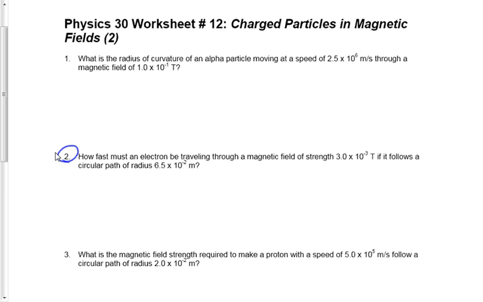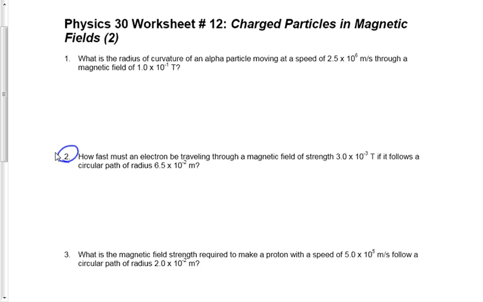All right, it says, how fast must an electron be traveling through a magnetic field of strength 3 times 10 to the negative 3 Tesla if it follows a circular path of radius 6.5 times 10 to the minus 2 meters? As part of checking our homework, we'll do a little bit of review as well.